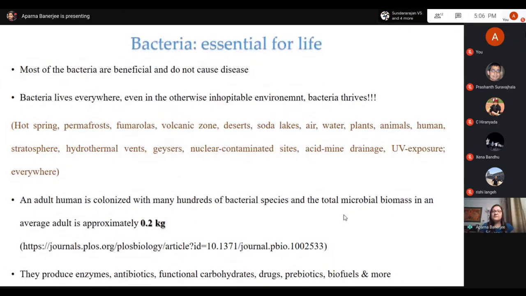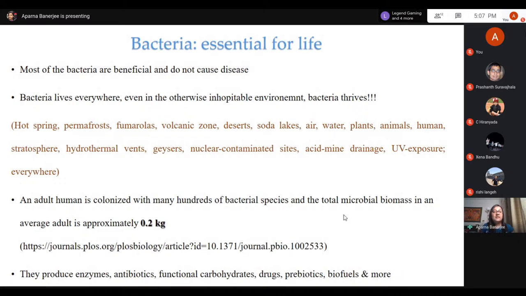Basically these microorganisms, the bacteria, are essential for life. We have some fear of microorganisms, as we think most bacteria are pathogenic. But actually there is nothing to fear, because most bacteria are beneficial and do not cause any disease. Bacteria live everywhere. Even in otherwise inhospitable environments, bacteria thrive. For example, in India, in the Manikaran region, there are a lot of hot springs, and microorganisms live in that hot water of nearly 90 degrees centigrade.